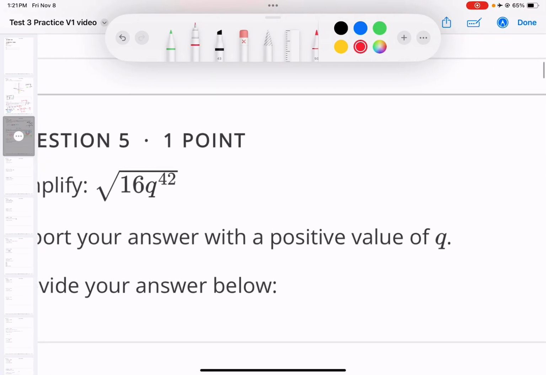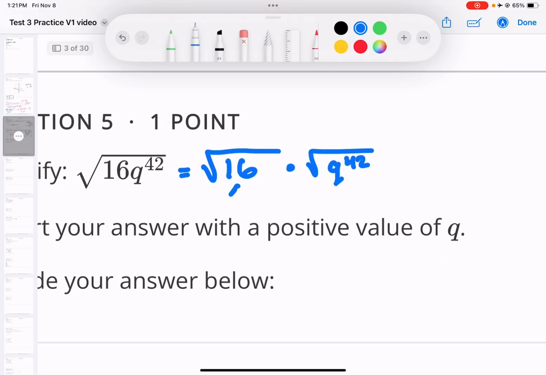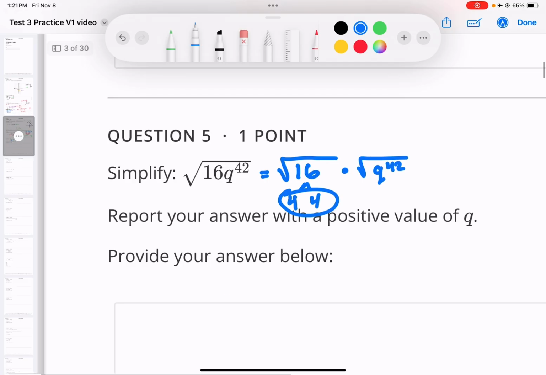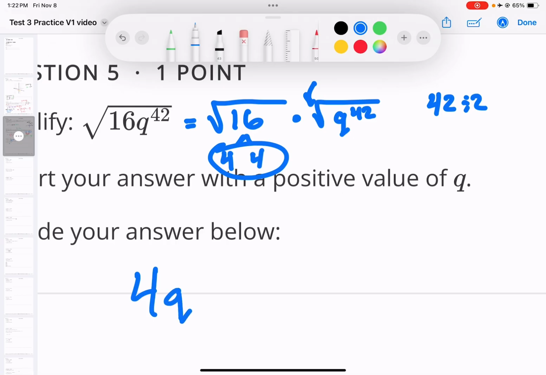Okay, so now we're getting into radicals. Couple ways I could do this. I could split this up into square root of 16 times the square root of q to the 42nd power. Square root of 16, we can do it this way if we want, so we've got 4, and then if I wrote all 42 of these q's out, I could make 21 pairs, or 42 divided by 2, which is our index. It's our square. That's where that's coming from. So that's going to give me 21 with no leftover. So my final answer here is going to be q to the 21st power.